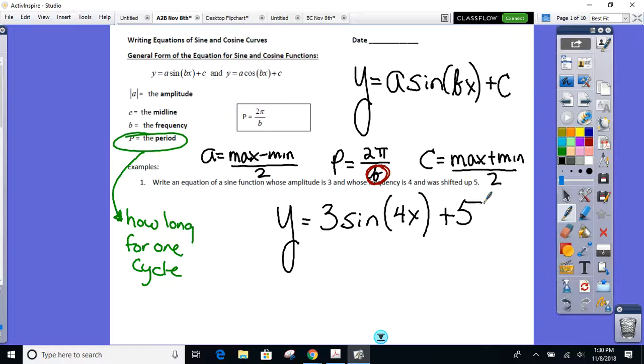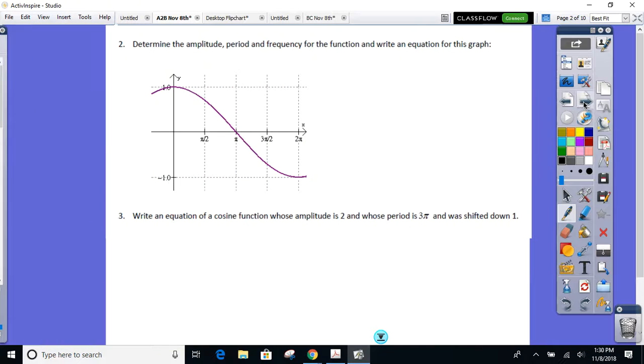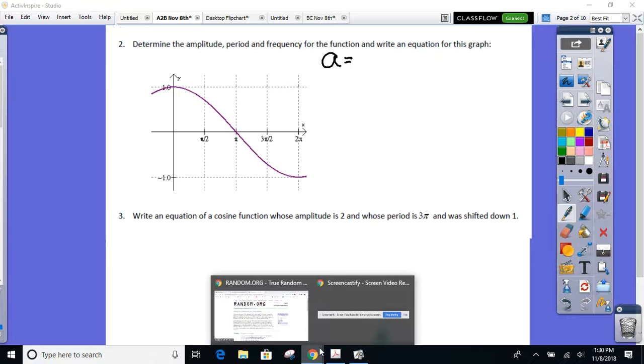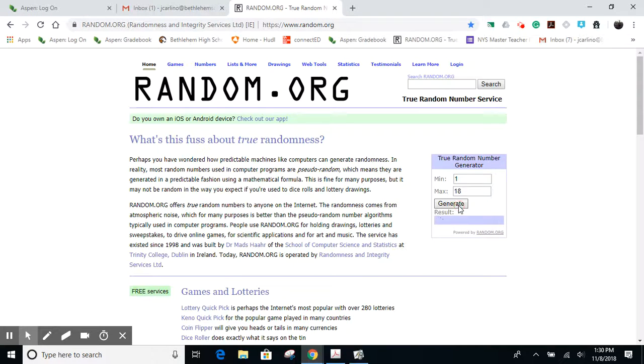Very basic. Now we're going to get to the point where I don't give you all the values. You've got to try to find a couple on your own. Anything you want to ask before we do that? All right, here we go. Determine the amplitude, the period, and the frequency, then write the equation. Let's go: amplitude, A value. We know what the equation to find the A value is: max minus min over 2. Somebody tell me what the max and the min are here. Number one, what's the max and the min?